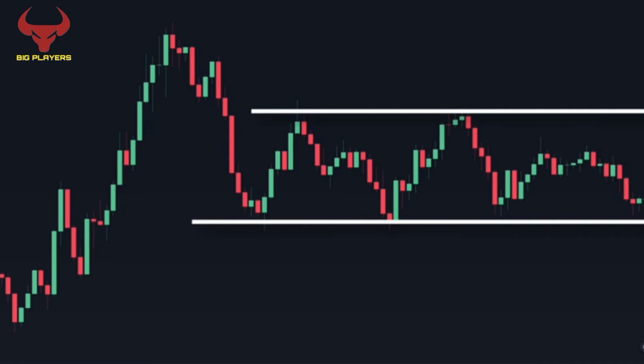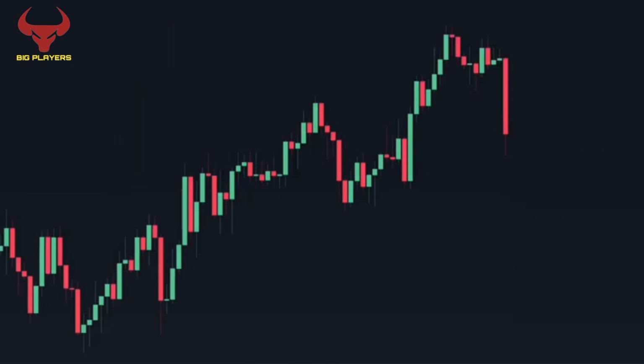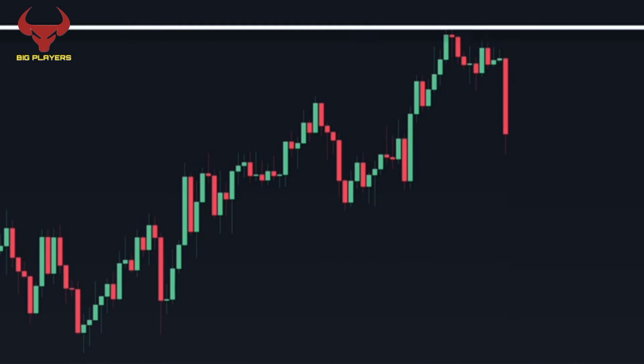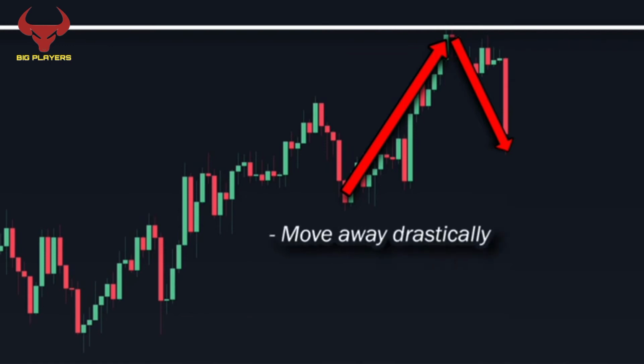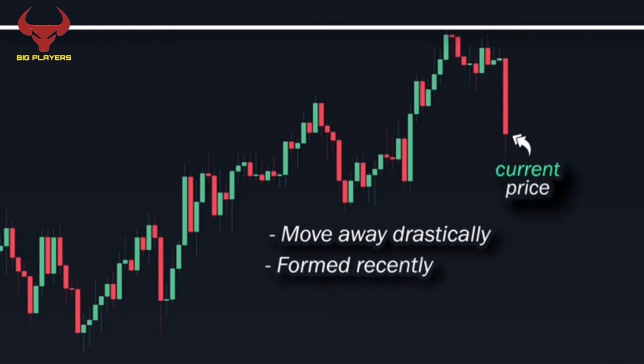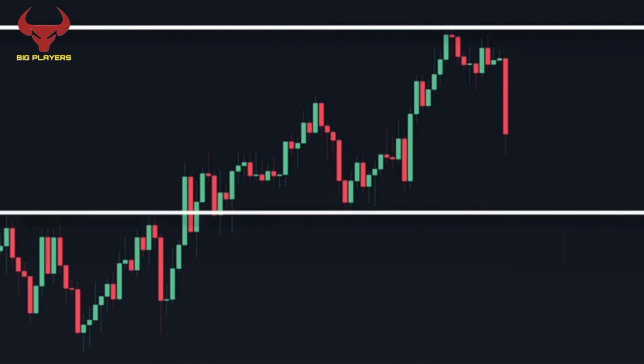So now, let's implement these techniques in real time. Here's the Aussie dollar, and starting from the top, we spotted an area here as prices went up, hit and reversed. So this fits into our first criteria, which is price needs to move away from a swing high drastically. And this level is also closest to the current price. Moving on, we spotted another level as prices went down to this level and reversed upwards.